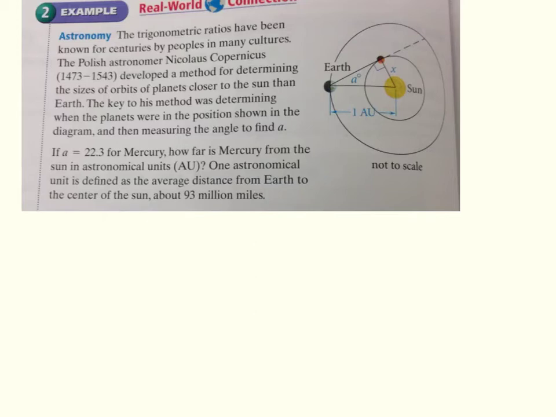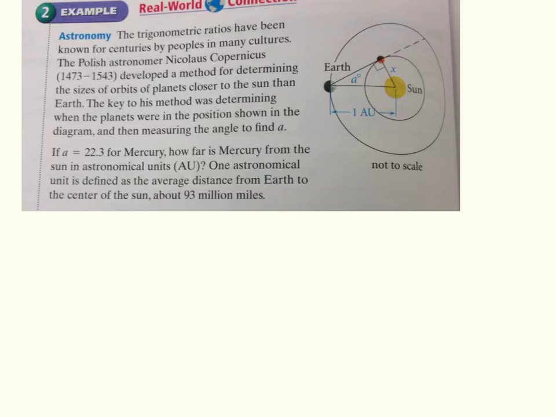Copernicus' way of figuring out how far Mercury was from the sun is first he had to let the planet form a right angle with the Earth and the sun. Now I have no idea how he decided when Mercury was in the right position, but somehow he got Mercury in the right position, forming a right angle with the sun and the Earth. So we got a right triangle. Well, once he does that, he can use his clinometer to measure the angle between the sun and Mercury, and he gets that to be 22.3 degrees.